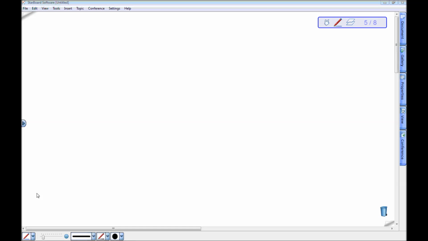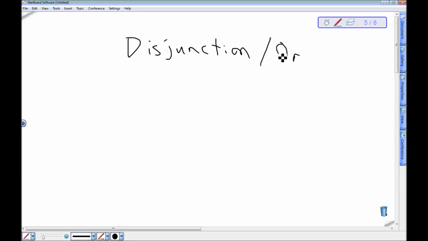Let's talk about the connective, the disjunction. And this is sometimes just called or. Okay, so the disjunction is when I'm trying to say this or that, or possibly both is implied. So this is what's sometimes called the inclusive or.